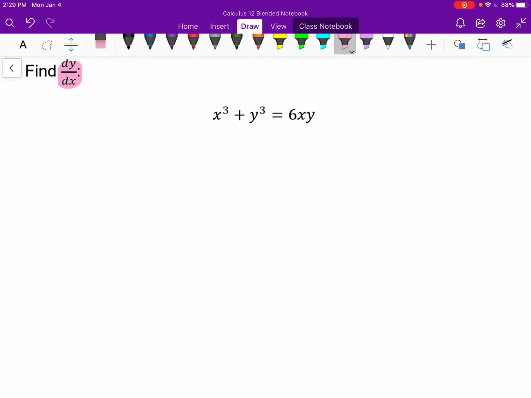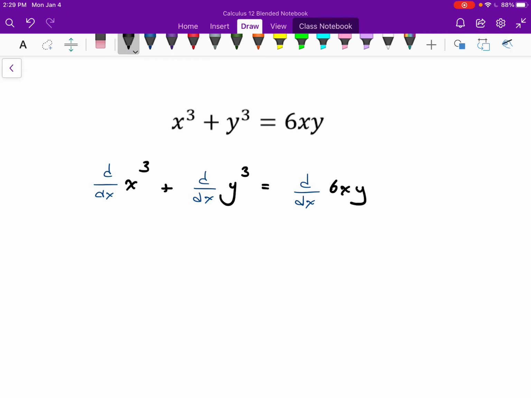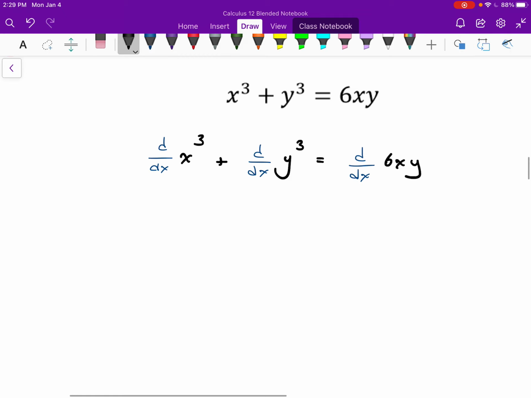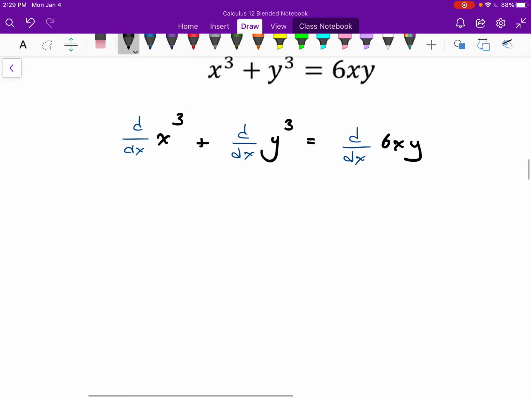Same idea as before. So like before, I want to start by differentiating both sides with respect to x. And I'll do this relatively slowly. So d dx of x cubed plus d dx of y cubed. Keep in mind again that y is a function of x. And then d dx of 6xy. Okay, so in this case, the easiest part is what's first on the left. The derivative of x cubed with respect to x is just 3x squared.